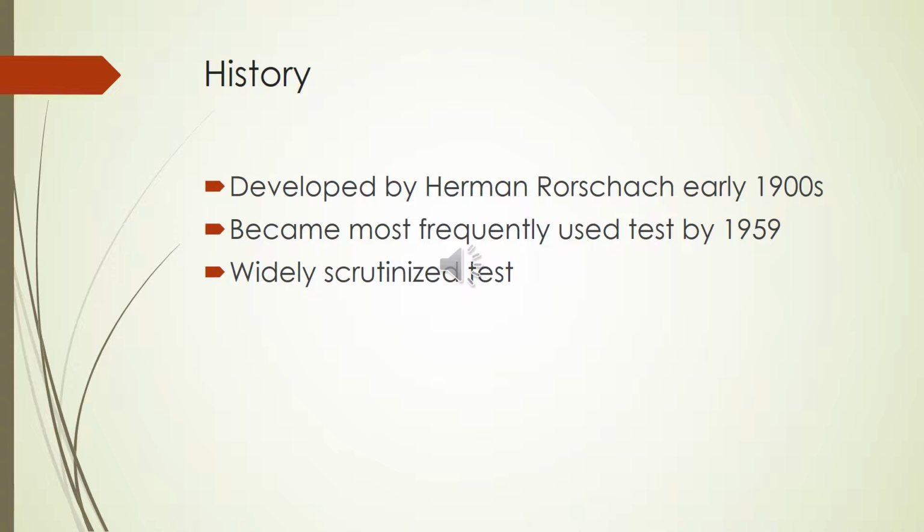Herman then died in 1922, and his test gained popularity. By 1959, the Rorschach Inkblot test had become the most frequently used test by clinicians. It was believed that the inkblots brought out the unconscious mind of the client. And while this test is still widely used today, it has gathered scrutiny and criticism.